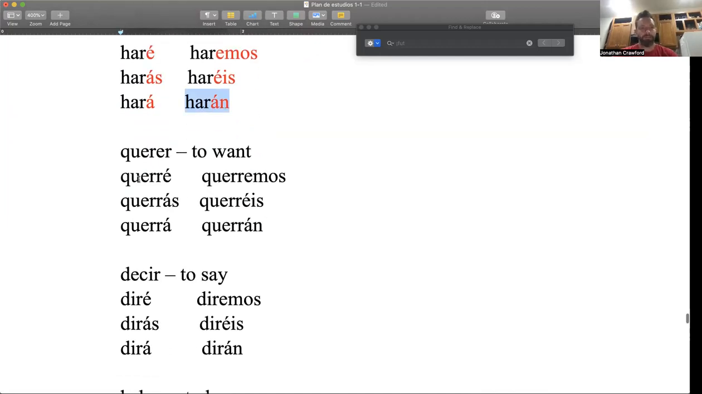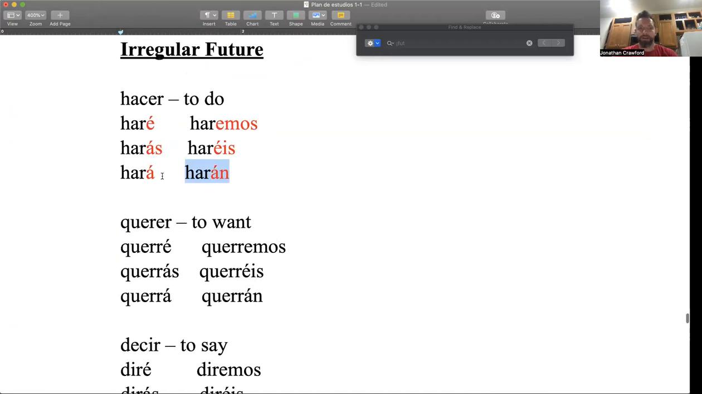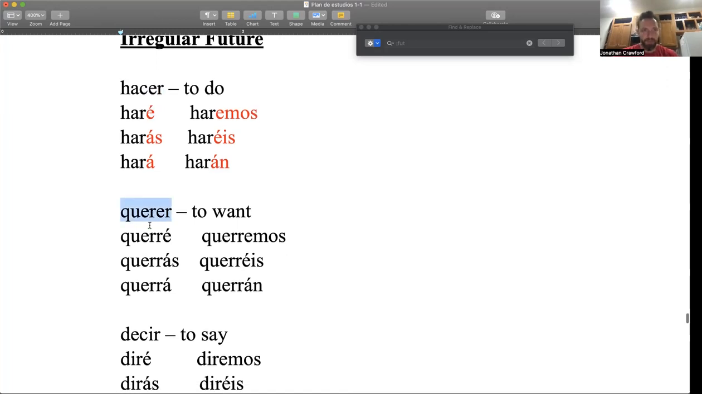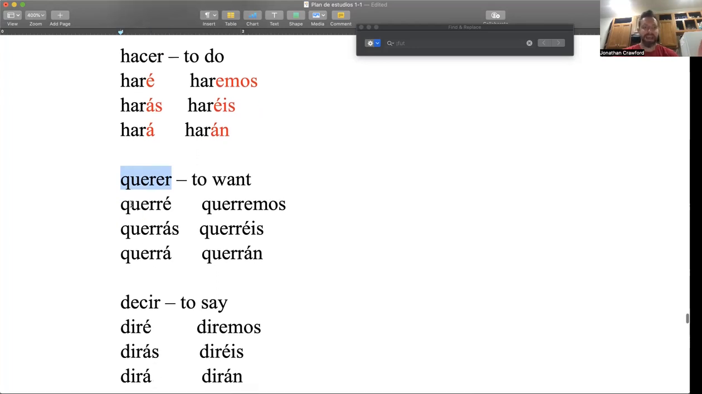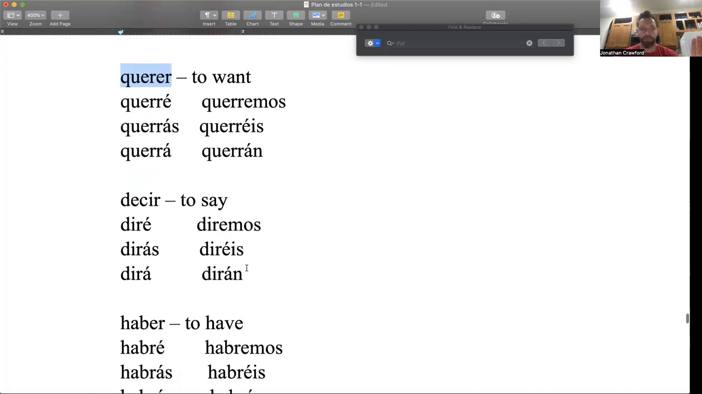Querer is the same way. Notice that you're not putting the whole entire infinitive form of the verb followed by the future tense ending. It's not saying haceré, hacerás. That's not the way it works with this specific verb and this specific verb. Okay, there's only a few of them. So hacer is one of them. Querer is one of them. For example, you say querré, querrás, querrá, querremos, querréis, querrán.